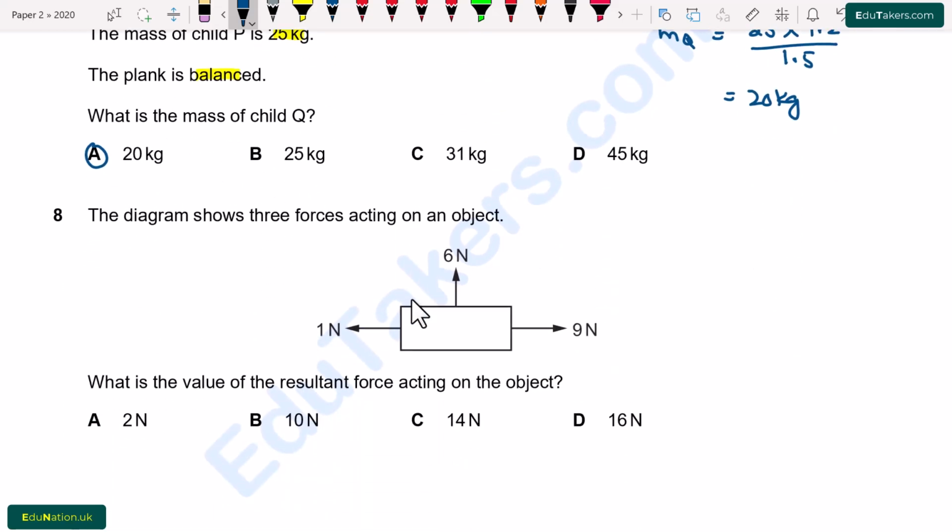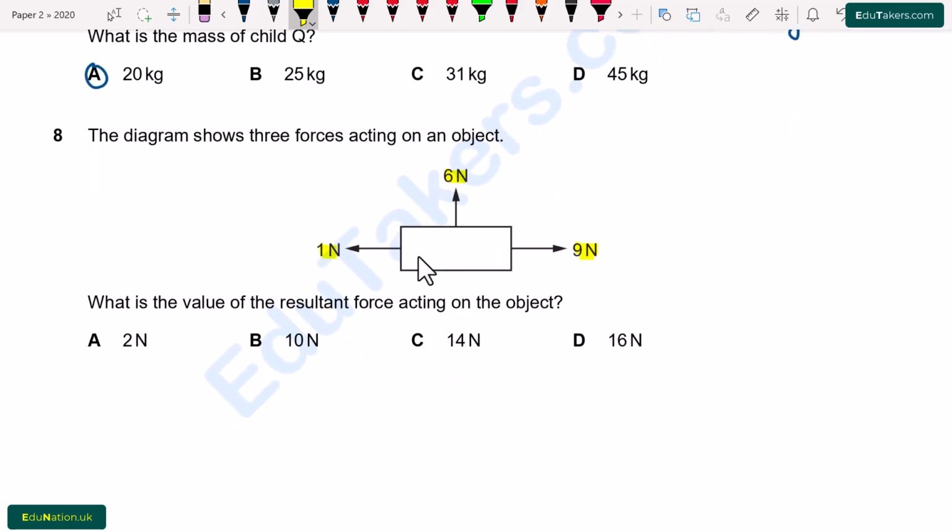Question number 8. The diagram shows three forces acting on an object. There are three forces: 9 Newton is acting towards the right, 1 Newton is a force acting towards the left, and 6 Newton is a force that is acting upward. What is the value of the resultant force acting on the object? Here we have to find out the value of the resultant force. First of all, we find out the net horizontal force and vertical forces. So first of all, I write here net horizontal forces.